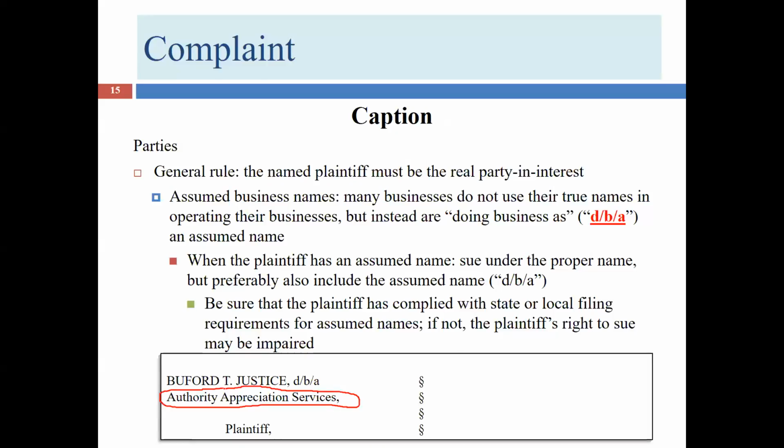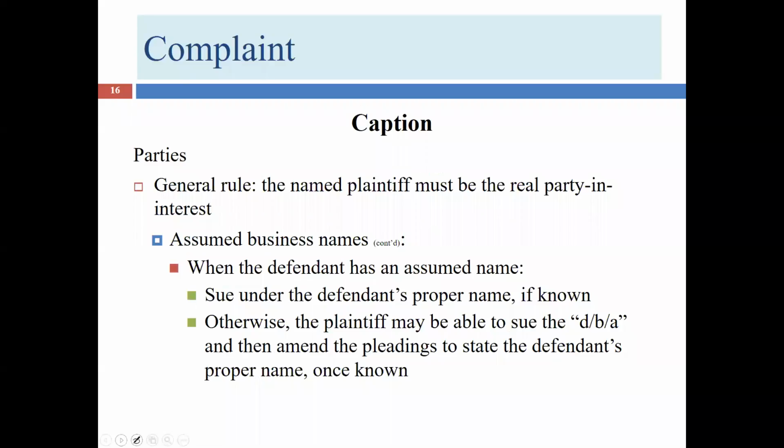There are certain requirements that have to be filed in order to list a DBA. You have to make sure that you have followed all the assumed name rules with respect to that particular DBA. So be sure that you're following those technicalities as a plaintiff before you list something as a DBA, or you can get your hand slapped for not following those technical rules. Again, if a business uses an assumed name, you'll want to sue under the legal name of the entity, but of course you can add the assumed name as a DBA as well.